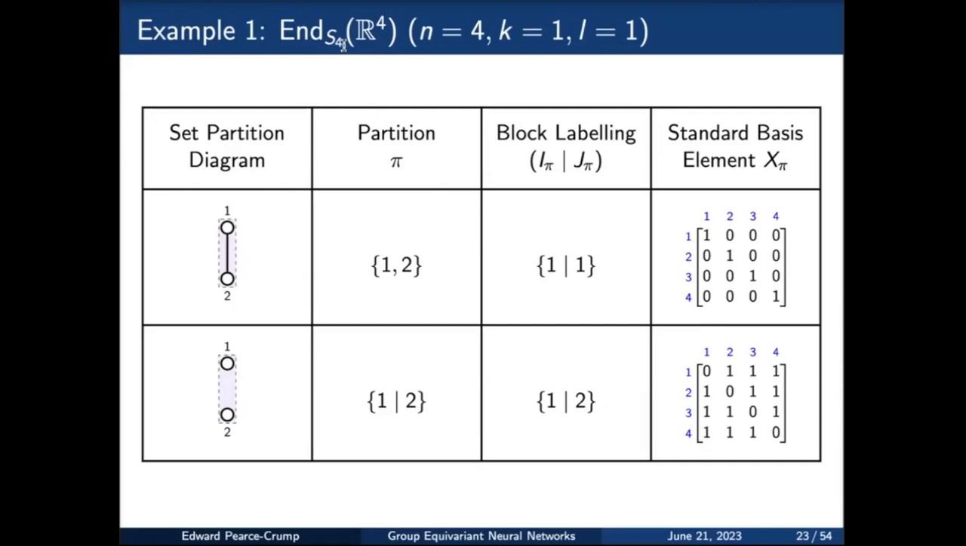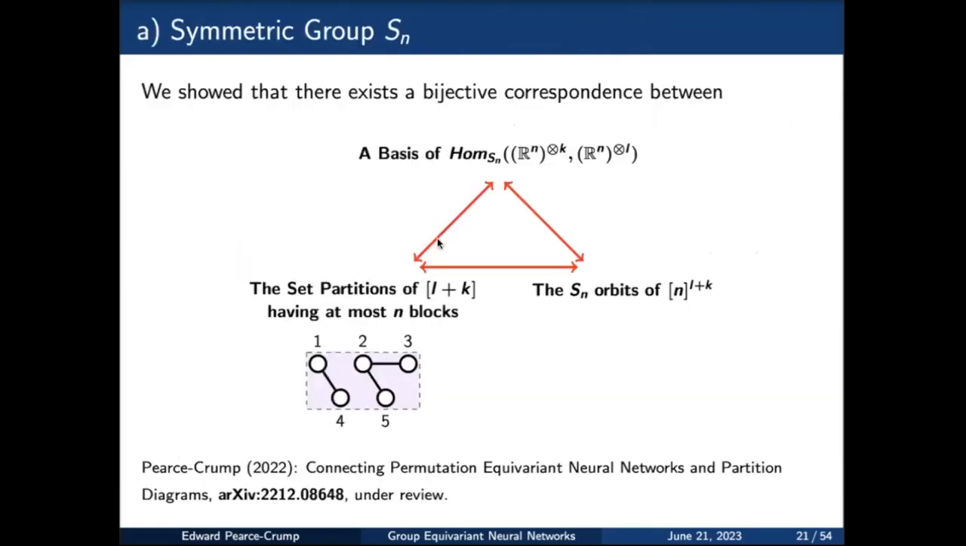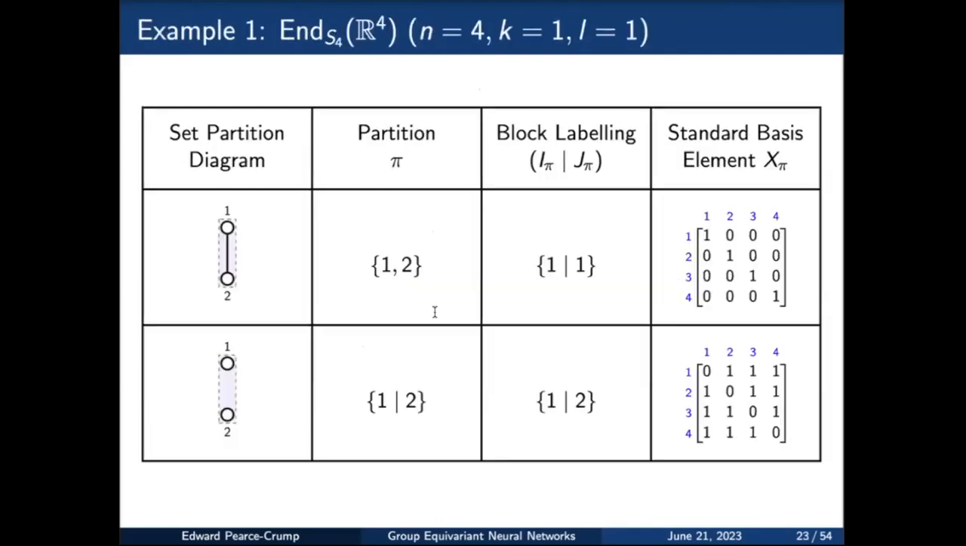So N here, because it's S4, is going to be N equals 4. And the tensor powers, well, it's just R4. So it's going to be K equals 1 and L equals 1, right? So by the diagram, if I go back, we need all set partitions of the set containing 1 and 2, having at most 4 blocks. Well, that's either this diagram here, where they're in the same block, or they're in different blocks. And those are the only possible such set partitions.